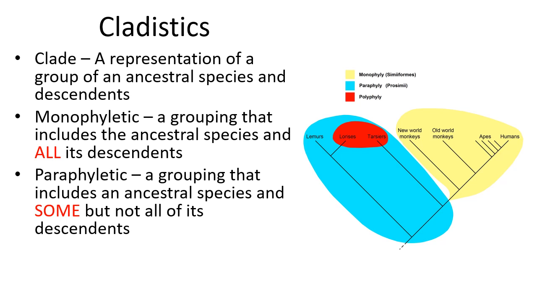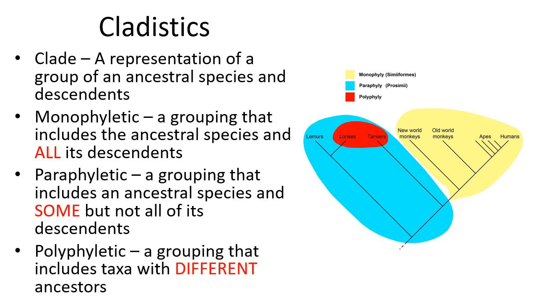A paraphyletic group is where it contains some but not all of its descendants. So you go back to this blue one, you can see the node between the lemurs and lorises and trace that back to where it comes to the rest of the group and follow that, and you see that the blue is not circling all the descendants. It's excluding the yellow guys. And so that would be a paraphyletic grouping.